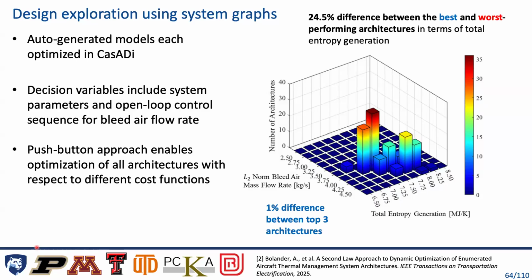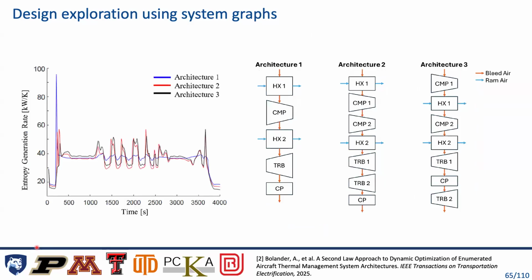And the kinds of things we found is that there was a 25% difference among all of these architectures, which is pretty substantial. So that tells us there are some architectures that are much better performing than others. But among the very top ones, with respect to the cost functions of interest, only a 1% difference. And so what that helps you to then start to do is analyze.